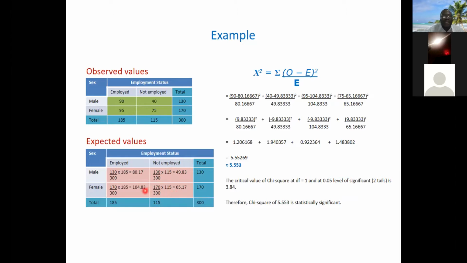So it may give the impression that you expect more male than female to be employed. No, if you divide 105 over 170 and 80 over 130, it will give you the same percentage. I want to give everybody 1 minute to do the calculation. The expected value for male is 80. Put that 80 over 130 and 105 over 170 and tell me their proportion. Just 1 minute.